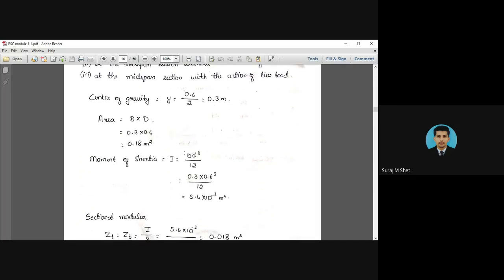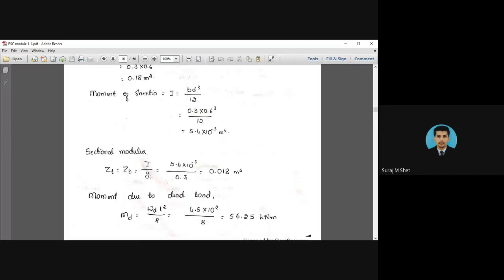This is a rectangular section only. That's why there is no need to worry about the other formulas. You just have to remember this formula, or just by-heart it. This is for your lifelong use. What is the moment of inertia for a rectangular section? I is equal to, you have to write blindly, BD cube divided by 12. Okay, then substitute the values.